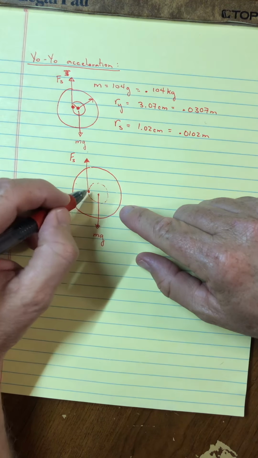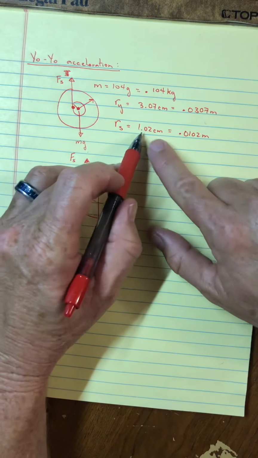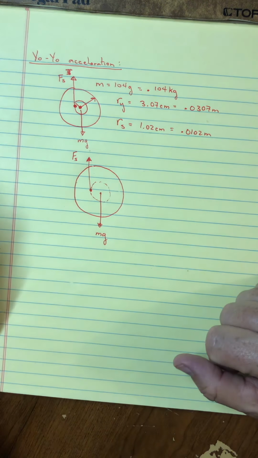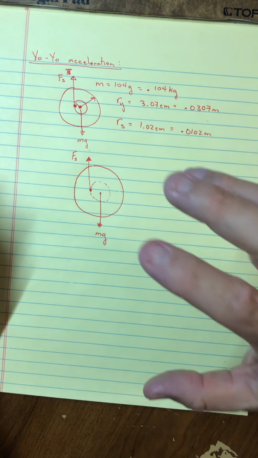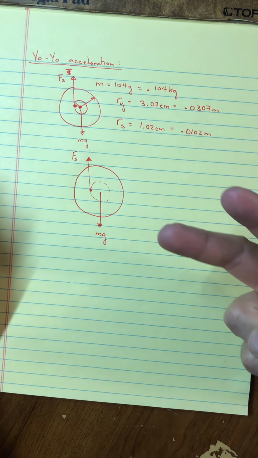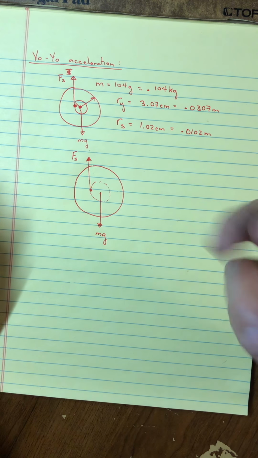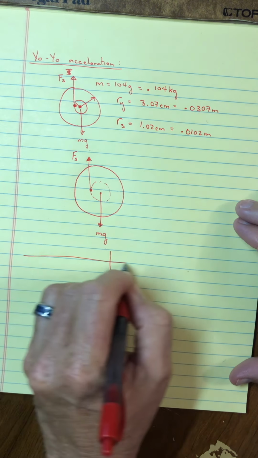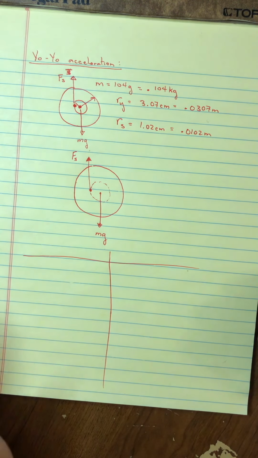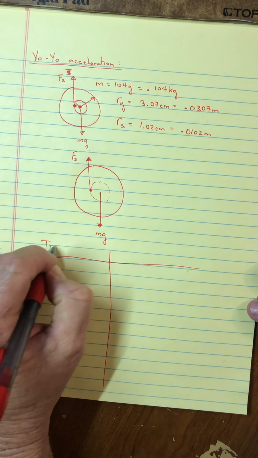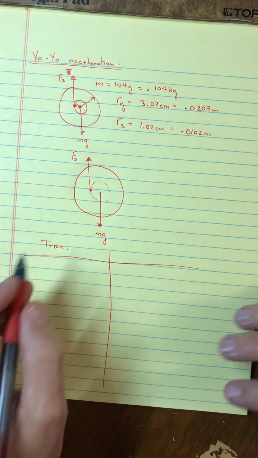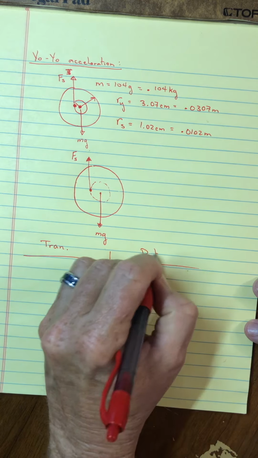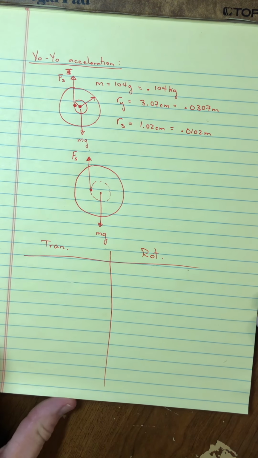And it is off-centered by this radius of the string, this 1.02 centimeters. Okay, so I think I got the free body diagram. So now I can go on to write out my equations. And maybe I'll just make kind of a 2-axis, because one set of equations will be for the translational motion and the other will be for the rotational motion.